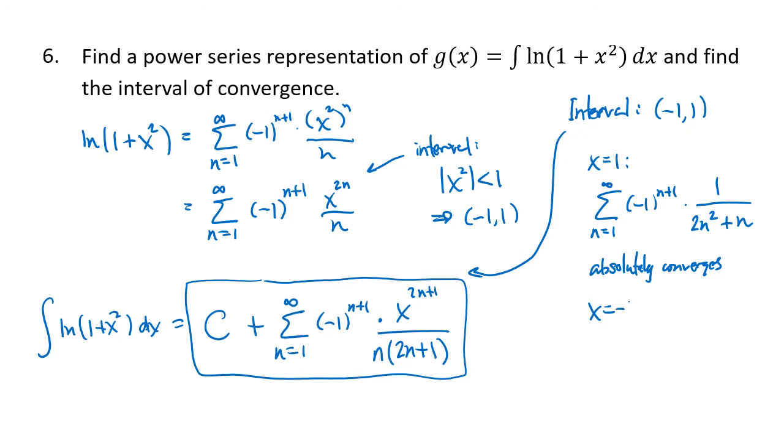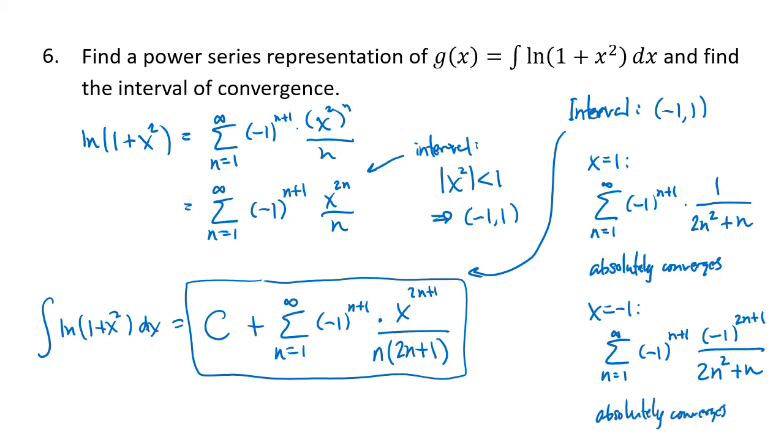And then if we let x equal -1, we're going to get something very similar. We get the sum as n goes from 1 to infinity, -1 to the n plus 1. We're plugging in -1 for x, so we get -1 to the 2n plus 1. And then again, we still have 2n squared plus n on the bottom. And again, if we take the absolute value, all of those -1s will go away, and we get a series that converges by comparison with a p series. So this also absolutely converges. And so the interval of convergence for this series is the closed interval from -1 to 1. So again, when you take an integral or a derivative, the behavior at the endpoints is allowed to change, and in this case, it did change.